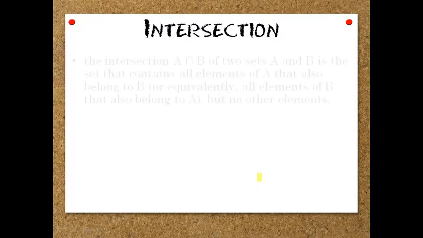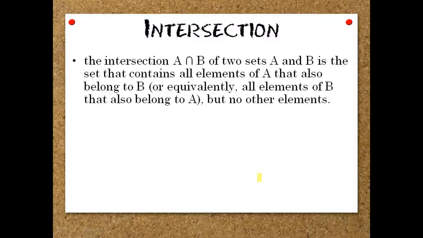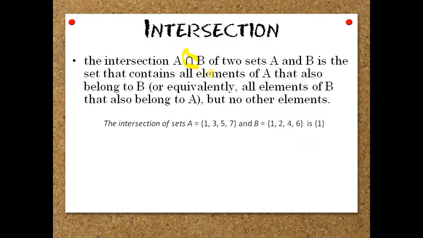The intersection of two sets A and B is the set that contains all elements of A that also belong to B, or equivalently, all elements of B that also belong to A, but no other elements. And again, we're going to use this symbol ∩ to denote the intersection. So the intersection of sets A and B is 1.